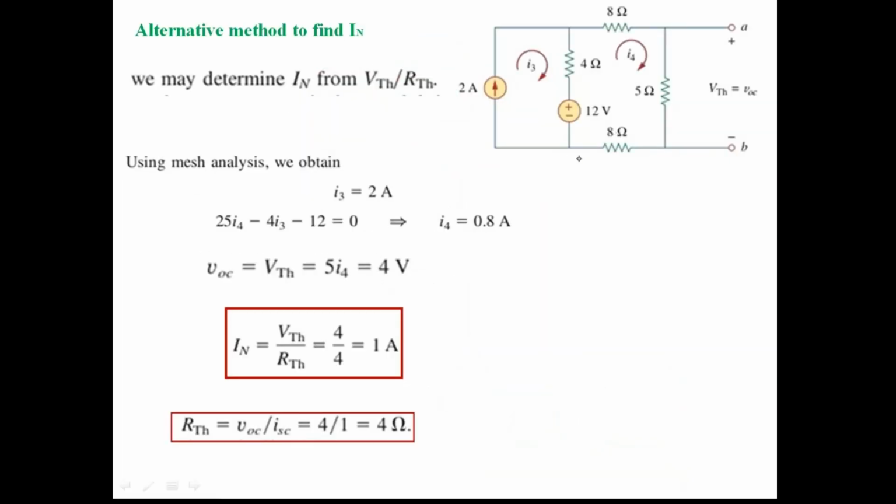Then the alternative method to find IN, the Norton's current, which I mentioned earlier. The other method is to find the VOC. We can find the VOC here, and our VOC is VTH, and VTH by RTH will give you IN. Now let us see that. We may determine IN from the VTH by RTH method. So using mesh analysis we obtain.